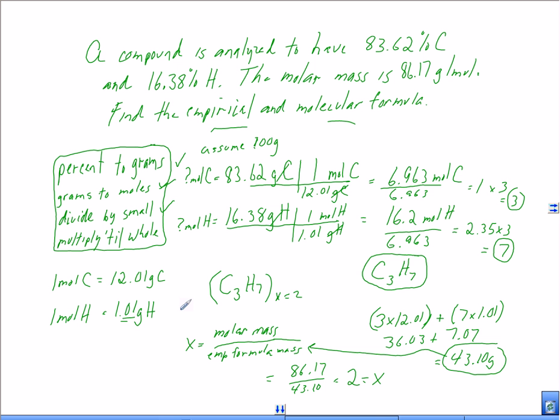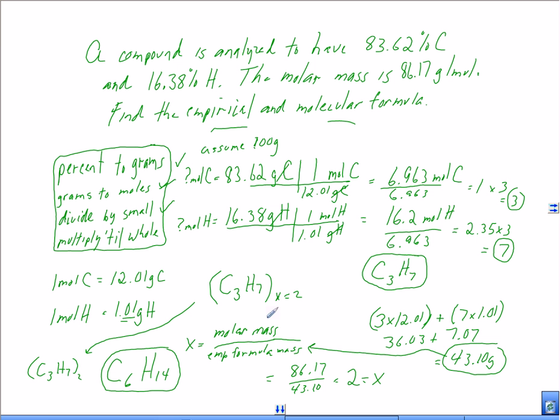So if x is 2, just follow me over here. I have to take my C3H7 and distribute my 2. So 2 times 3 is 6. 2 times 7 is 14. And my molecular formula is C6H14.